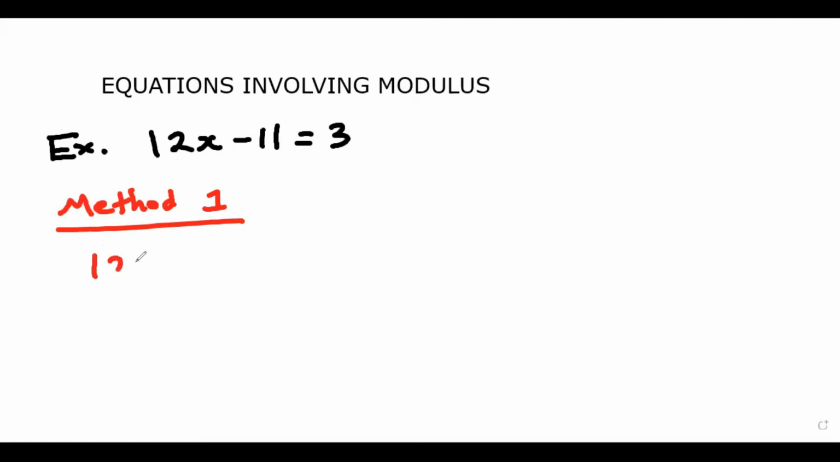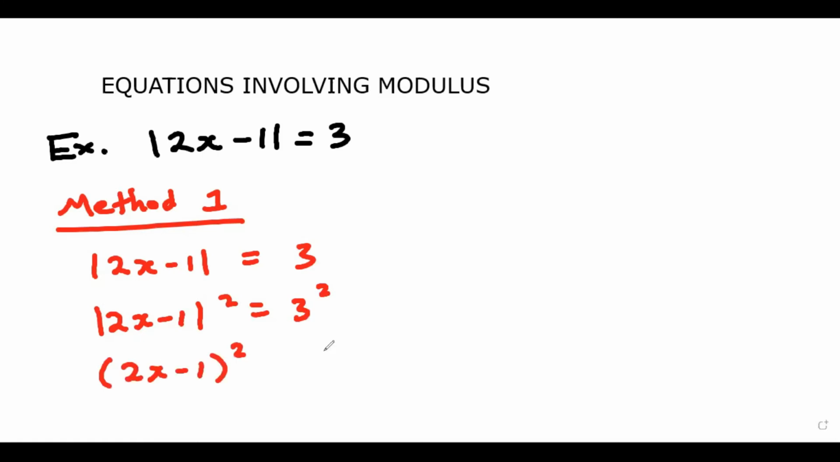So let's say we have the modulus of 2x minus 1 is equal to 3. Squaring both sides, that's the modulus of 2x minus 1, squared, is equal to 3 squared. That's the same thing as saying 2x minus 1 squared is equal to 3 squared. Now you could expand this bracket by saying 2x minus 1 times 2x minus 1, and that would give you 4x squared minus 4x plus 1, and you'd carry over the 3 squared, which would give you minus 9 is equal to 0.